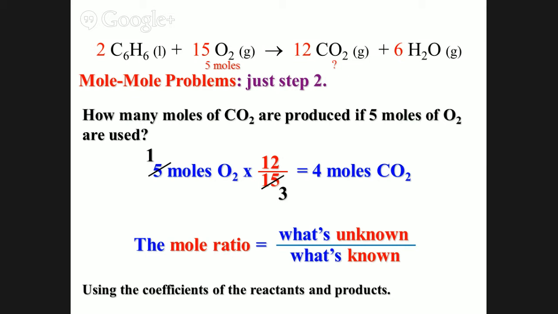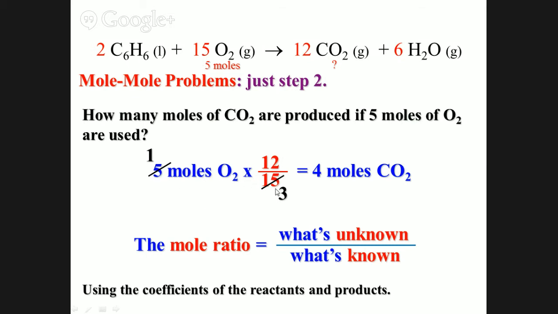It would really help when you're doing these problems if you make a little note just the way you see I have here on the screen. In other words, I look at my question and I put the question mark. That's what I want to find out about, in this case the CO2. And what I've already been told, I put underneath where it shows up. That way, I know what my mole ratio is: question mark over what I already know, 12 over 15. And then it's just a matter of doing the one step.